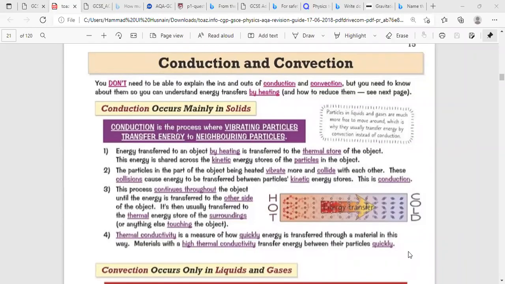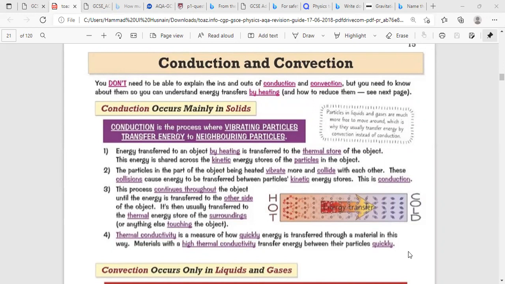So Tala, today we are going to study more about thermal energy stores. We have studied that energy can be converted from one energy store to another energy store, and we have studied about thermal energy as well. Today we are going to study how this thermal energy can be transferred from one body to another body.